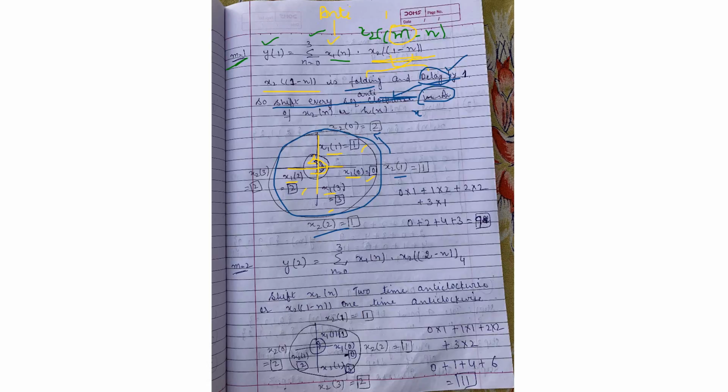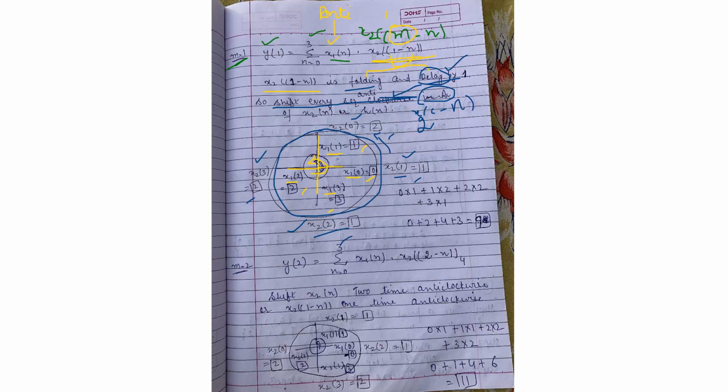Last, you draw the folded sequence like this. Then the folded sequence x2 is delayed by 1. Delay means shift every sequence anti-clockwise by 1. So x2 of 0 is 2, x2 of 1 is 1, x2 of 2 is 1, and x2 of 3 is 2. So you write here 2, 1, 1 and 2.